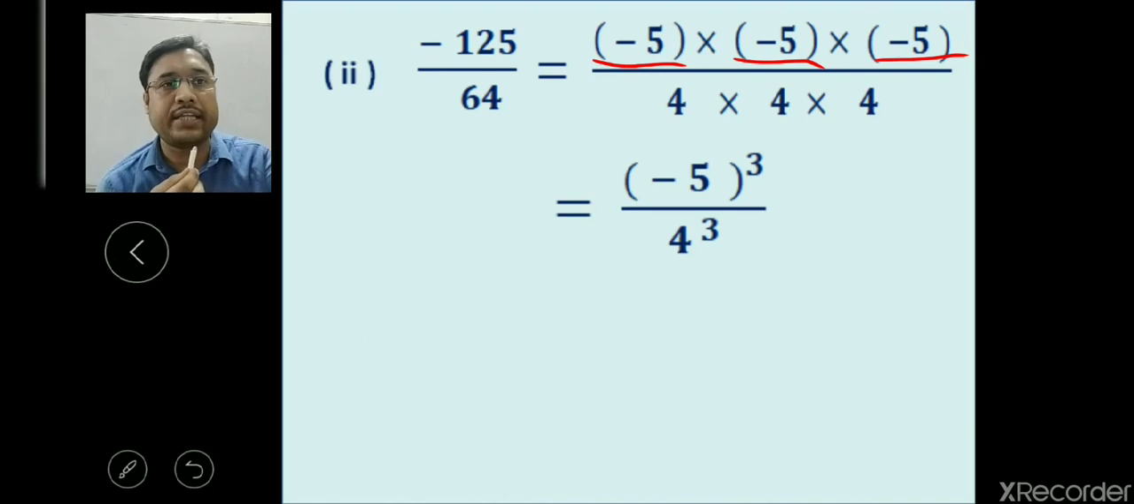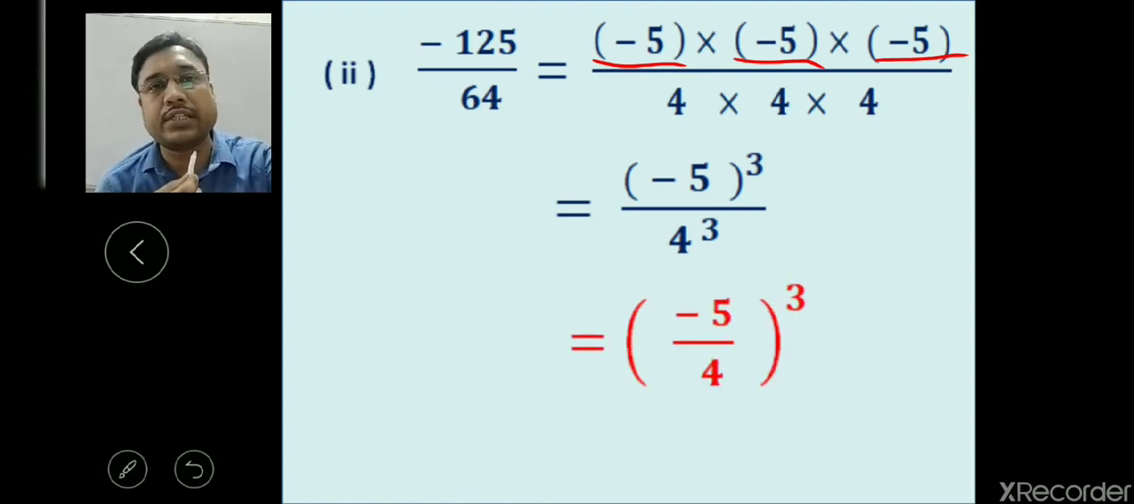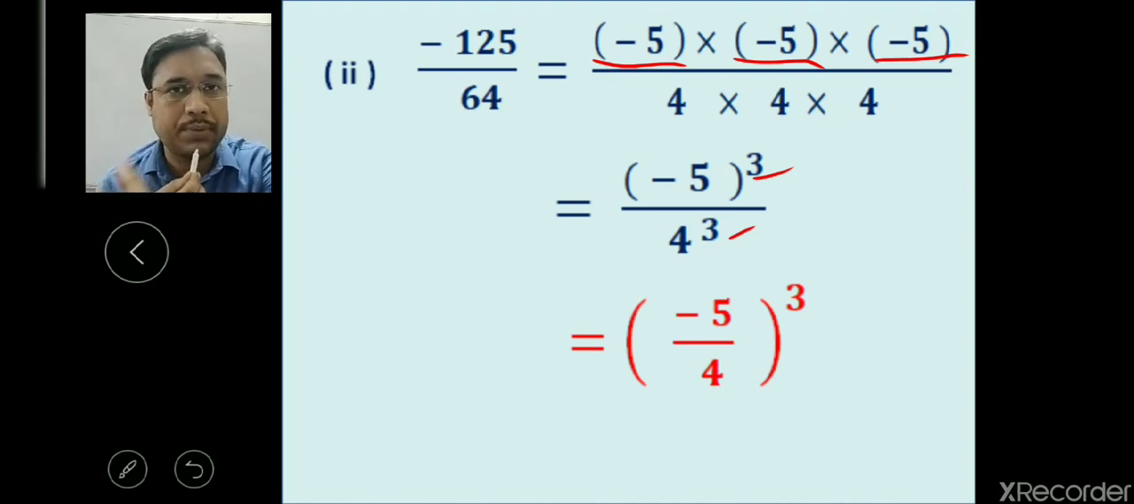Then we can write minus 5 to the power 3 by 4 to the power 3. In the numerator, minus 5 to the power 3. Then we can take the 3 power common, this 3 and 3 is the common power. That formula we have just studied: if the numerator and denominator have the same power, you take it common and write it as a common power. So now this number, minus 5 by 4 to the power 3, is in exponential form.